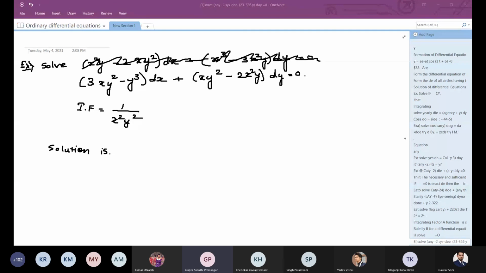Sir, is it x by y minus 2 log x plus 3 log y is equal to c? Yes, sir. The same solution. Yes, that's correct. So that can be simplified to this form also. So it is c into y square upon x cube is equal to e to the power y by x.